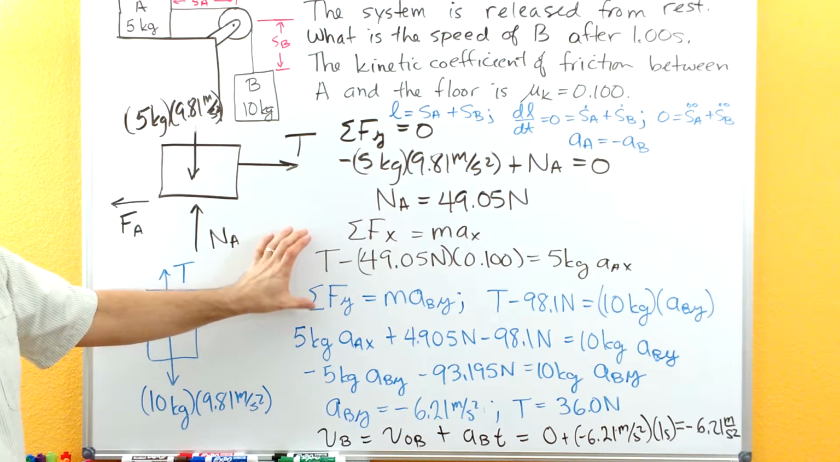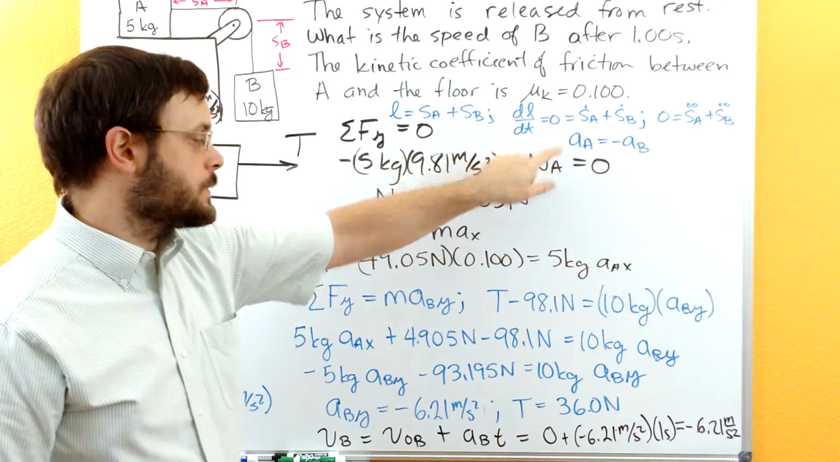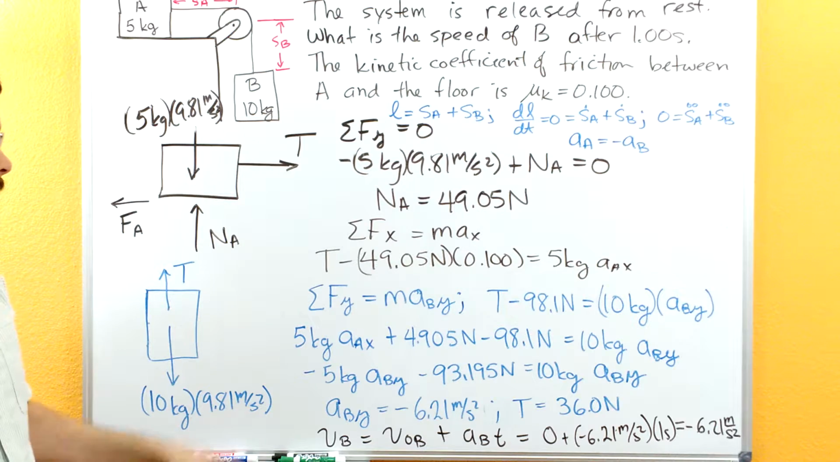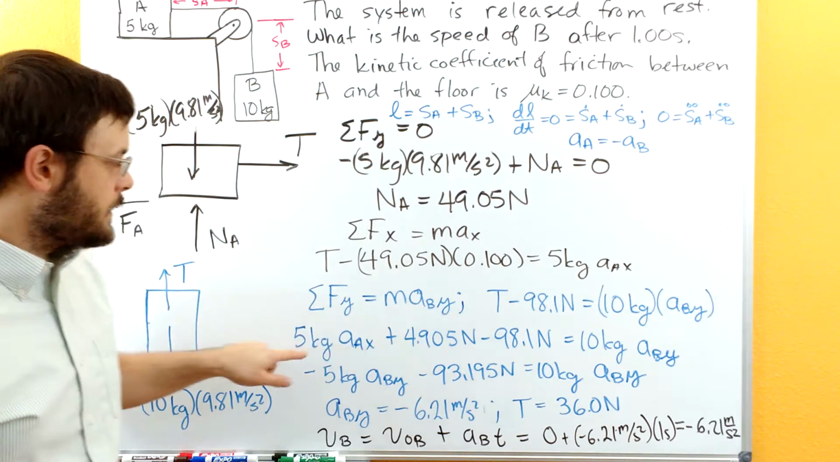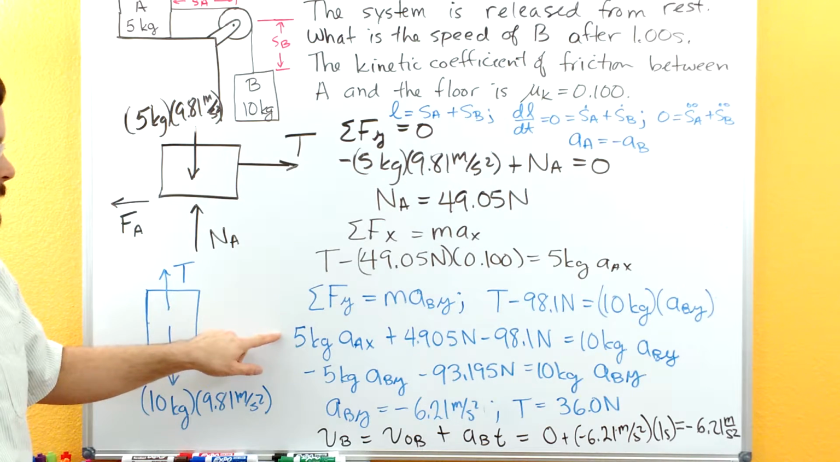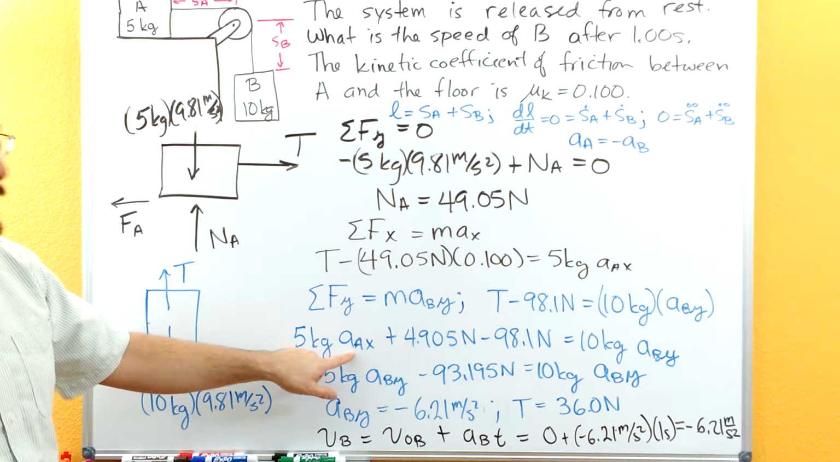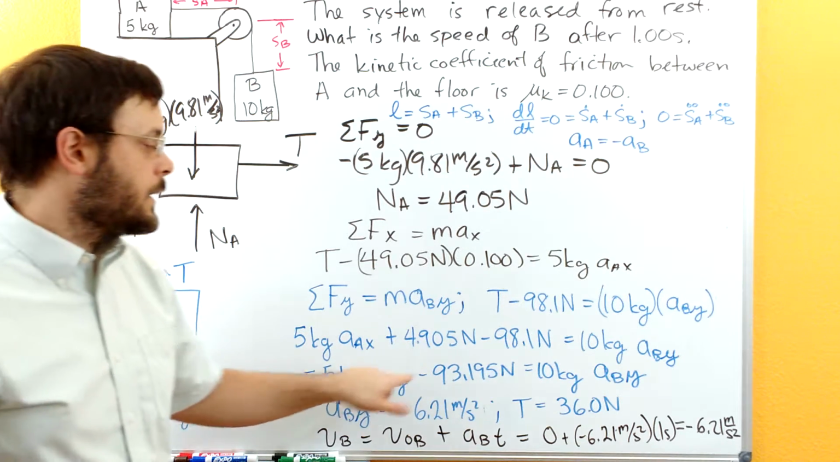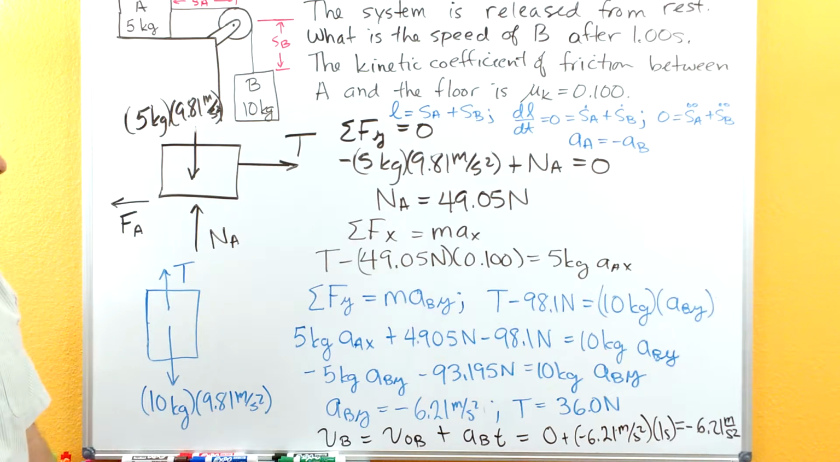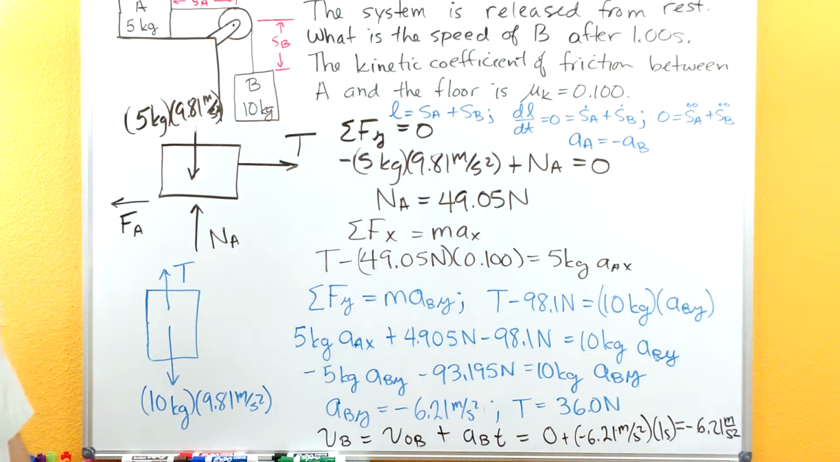We need to relate these two equations back together. And so when we go up here, we've got this relationship. So we can solve this equation here for T and then plug that in to where we have T here. And then where we wind up with having the acceleration of A in the X, we'll substitute in the negative of the acceleration of B in the Y direction. We can then solve this equation and get that the acceleration of B in the Y direction is negative 6.2 meters per second squared. We don't need it, but if we wanted to, we could solve for the tension and get that that's 36 newtons.